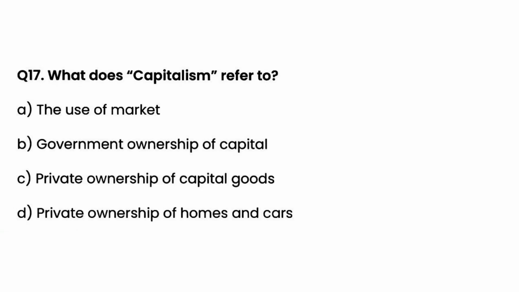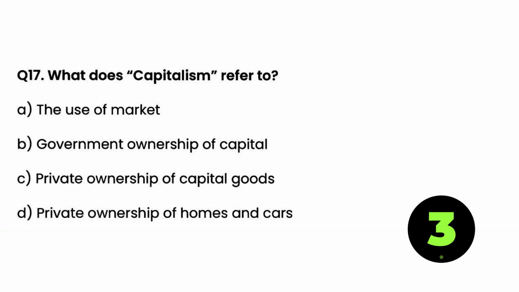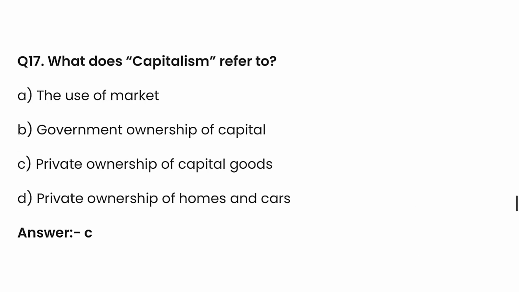Now, what does capitalism refer to? First, the use of market; second, government ownership of capital; third, private ownership of capital goods; and the last one is private ownership of homes and cars. So the answer is option C, means private ownership of capital goods.